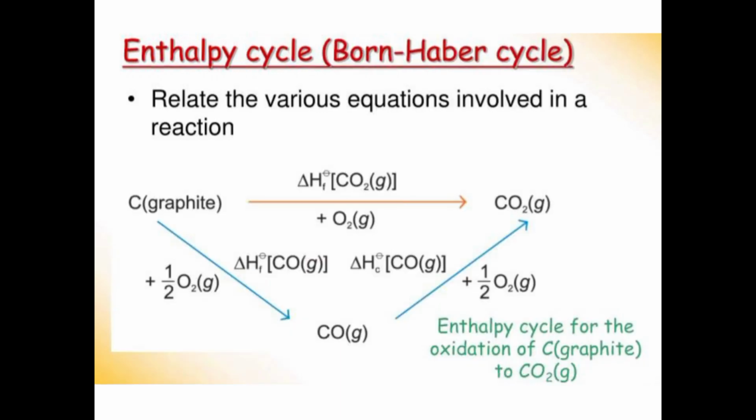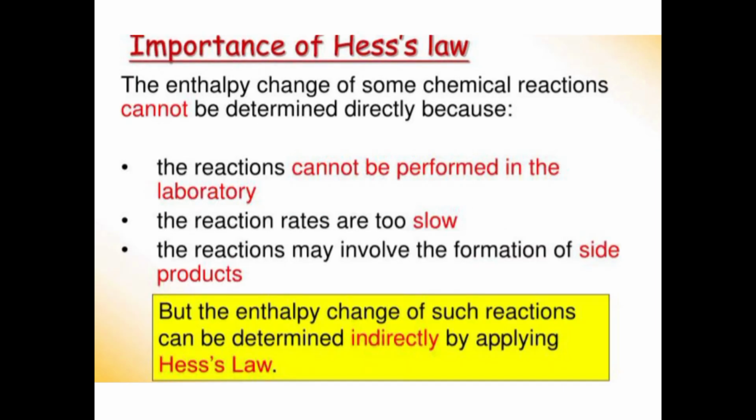Okay, so you can also see the Born-Haber cycle, how it shows that this is your reactant, this is the intermediate, and then this is the final. Then the reactant can form the final product or can form the intermediate, depending on how the reaction is. But irrespective of this route, the heat change remains the same. Okay, so let's look at the importance of Hess's law.